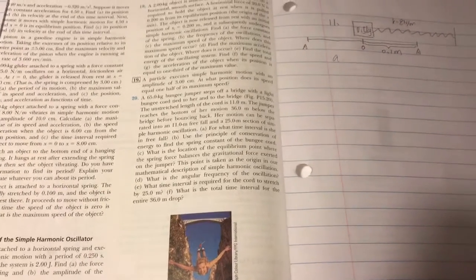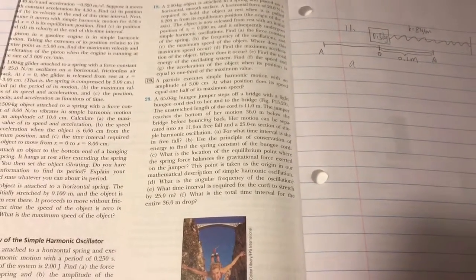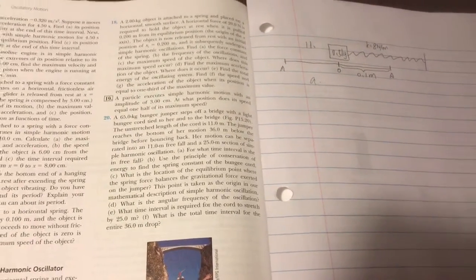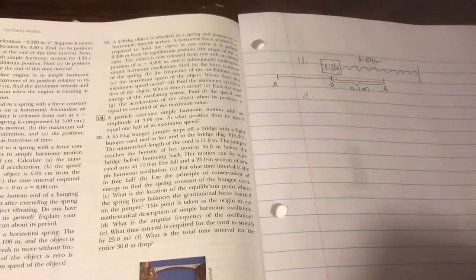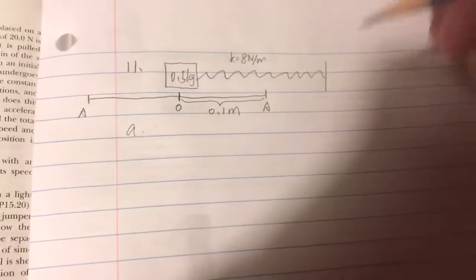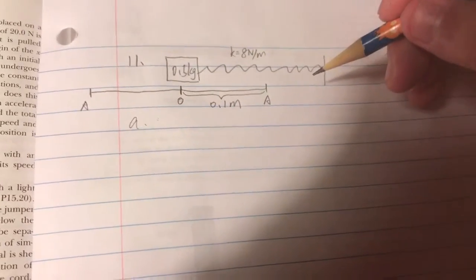B, the speed and acceleration when the object is 6 centimeters from the equilibrium position. And C, the time interval required for the object to move from x equals 0 to x equals 8 centimeters. So that's the diagram, the graph of the problem.